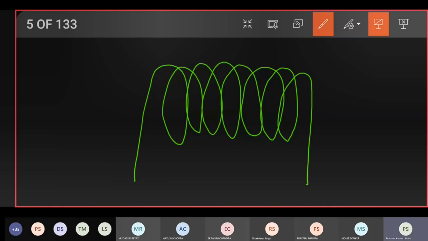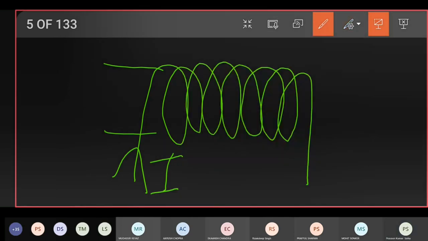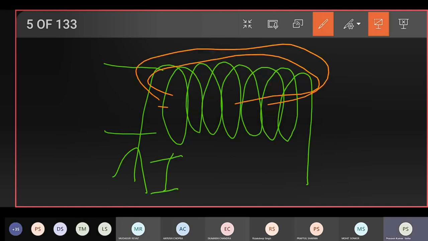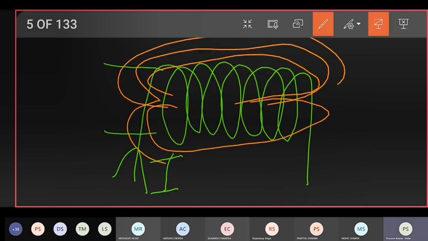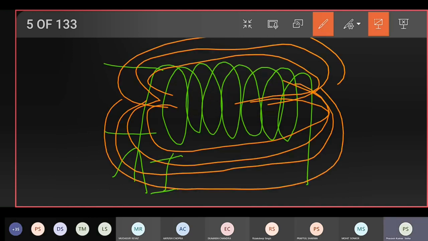Solenoid is basically a Greek word for pipe like structure. So this is pipe like structure, wire made in the form of a spring, and I pass a current through this. The current passing through this coil, the moving charges create a magnetic field around this, which extends outside the solenoid also.